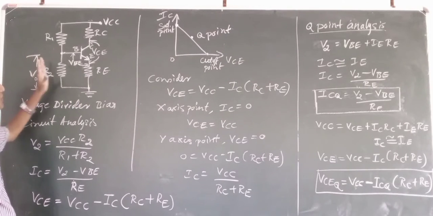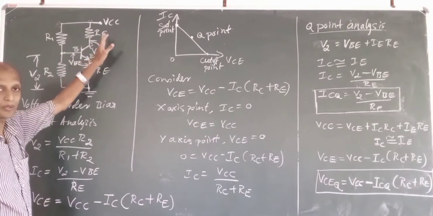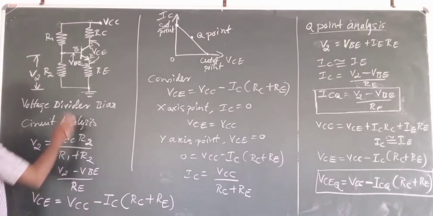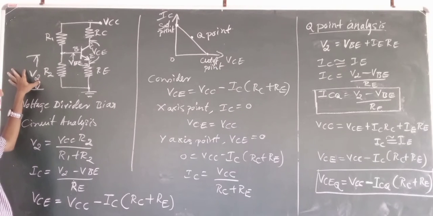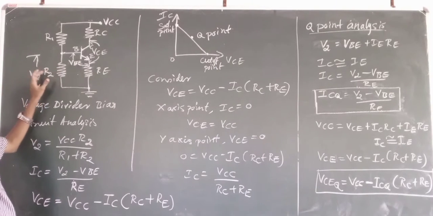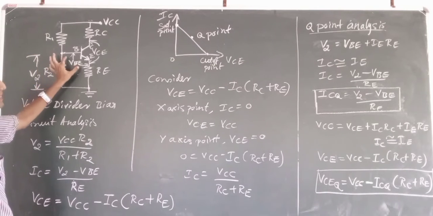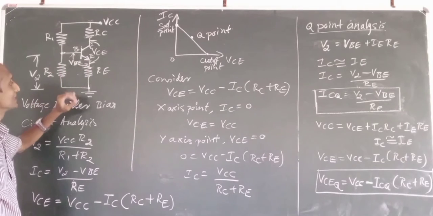The voltage across your R2 will be biasing the base circuit, and VCC will be biasing the output circuit or collector circuit. So V2 will be biasing the base circuit. V2 here I can say is the voltage across R2, and VB will be the voltage drop across your base to emitter terminal.